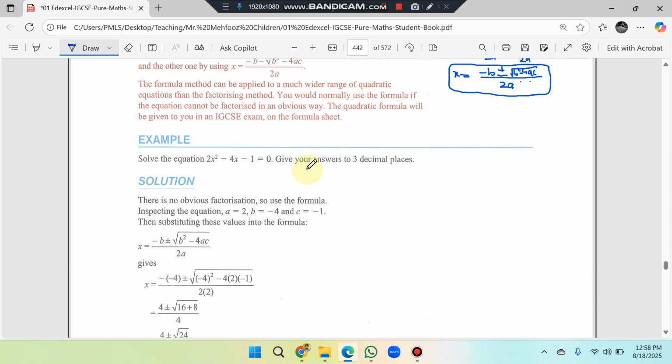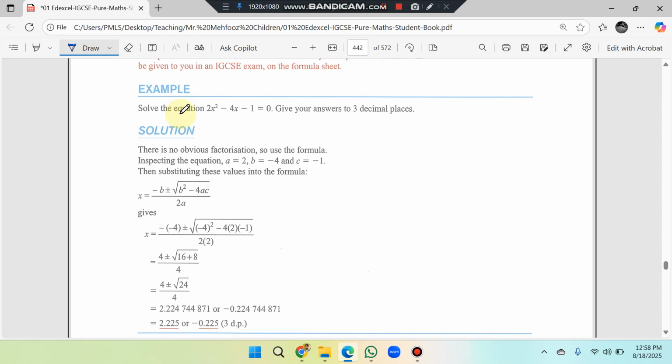Now here is the example. You can see: solve the equation 2x² − 4x − 1 = 0. Give your answer to three decimal places. So there is no obvious factorization, so we use the formula.